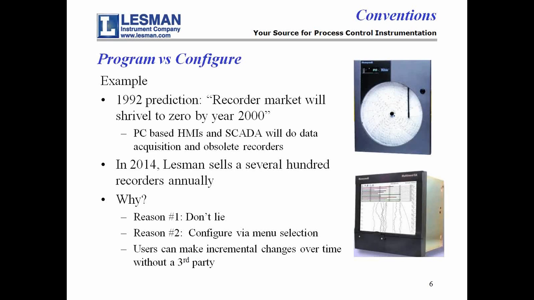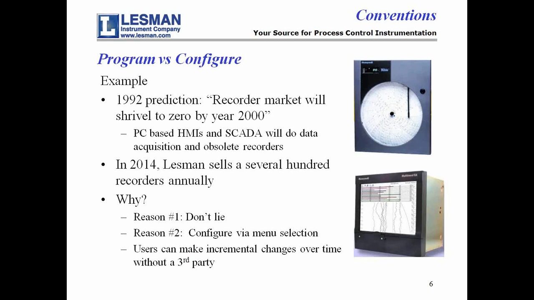Why? Well, the primary reason is that recorders don't lie, and people still recognize this. But the second reason is that people realize that they can make incremental changes to a recorder. They can add a point, change the range on it, do those kinds of things without having to call on a third party to make the changes for them. So it's something that they can maintain themselves.